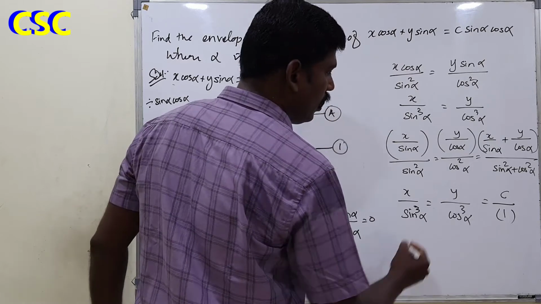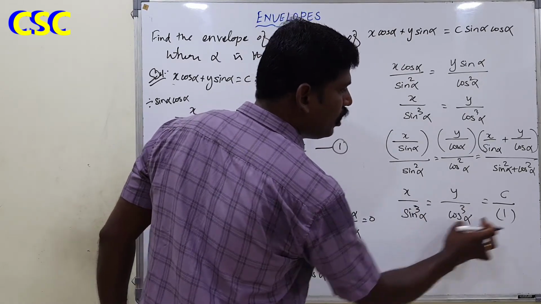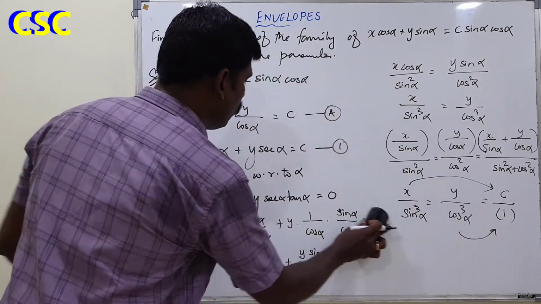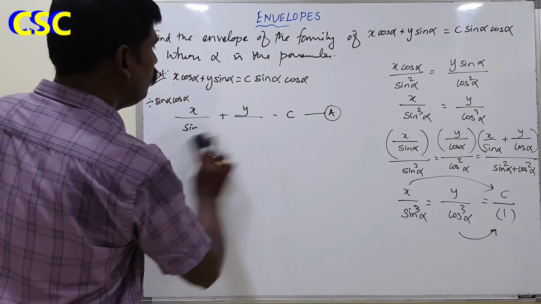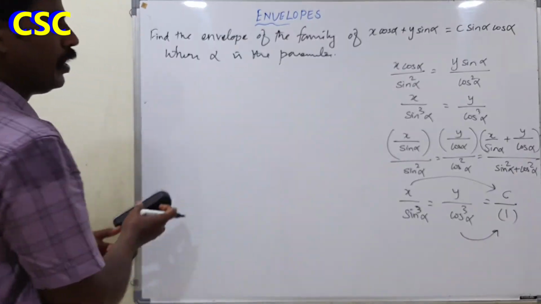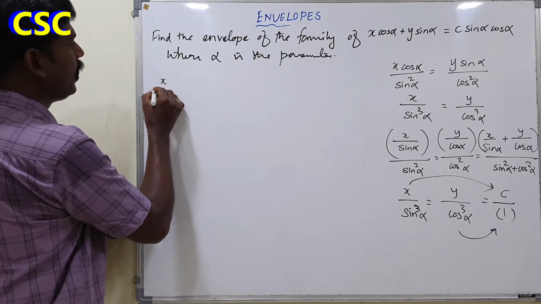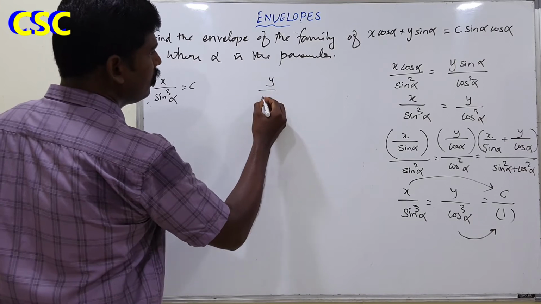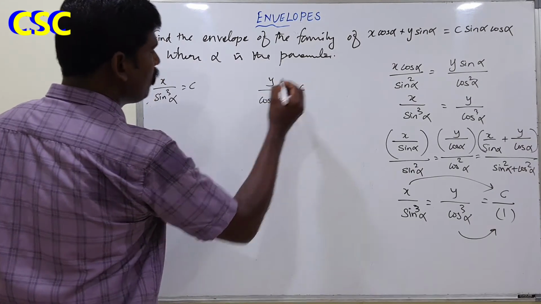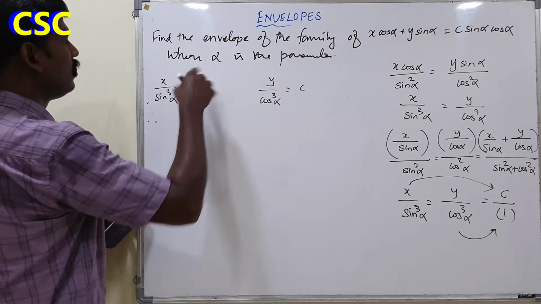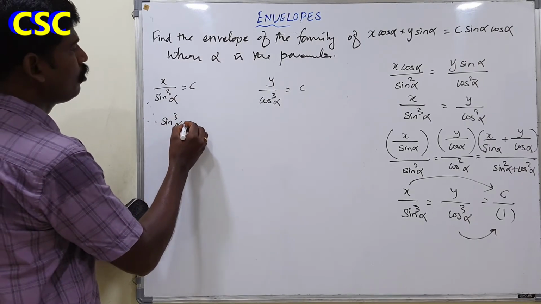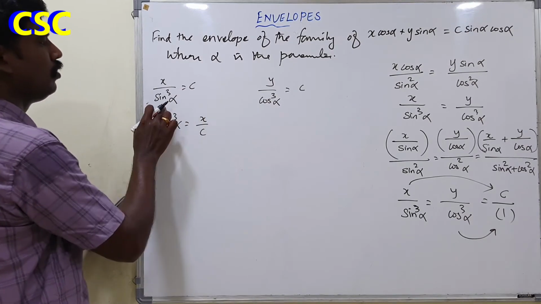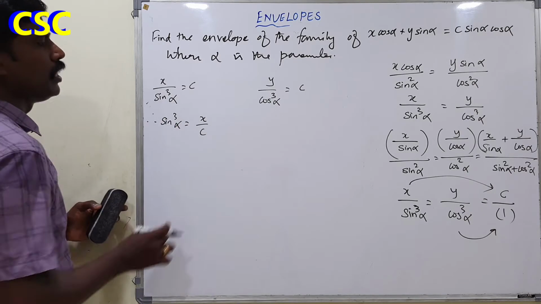Now I am going to equate the first two ratios with the third one. What will you get? Therefore, x by sin cube alpha equal to c, same as y by cos cube alpha equal to c. Therefore, what is sin cube alpha? Sin cube alpha is equal to x by c, isn't it? I am taking this sin cube alpha to the right hand side and c to the left hand side. So x by c is equal to sin cube alpha.